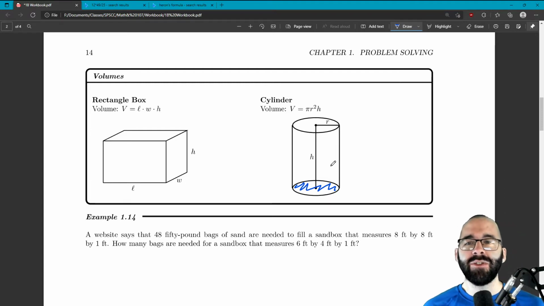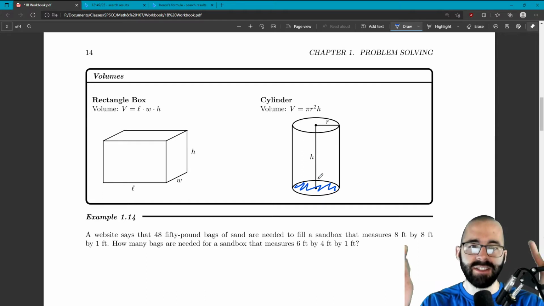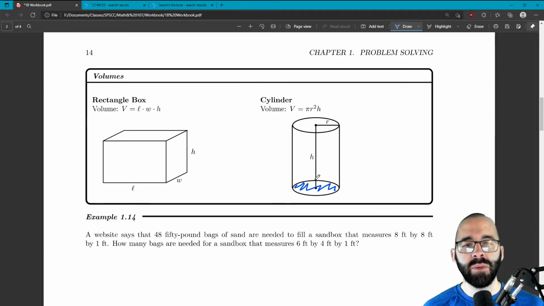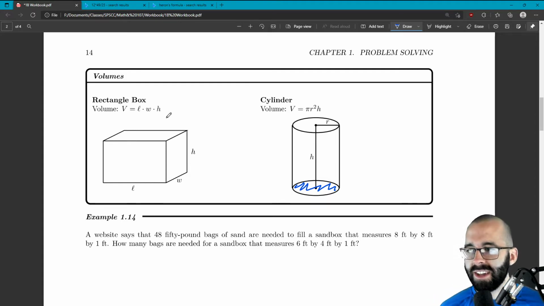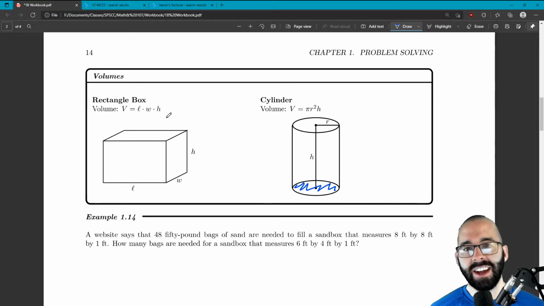Anyway, to find the volume of a regular solid, basically a straight solid, you just multiply the area of the bottom, which is pi times the radius squared here, times the height. So volume is pi times the radius squared times the height. The area of the bottom, length times width, times the height. Hey, look, that's our formula right here as well.